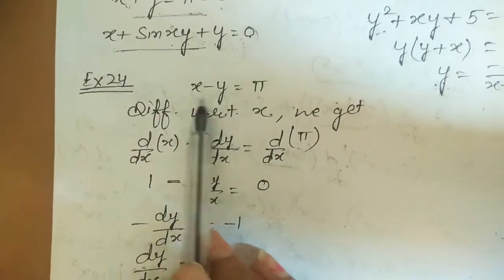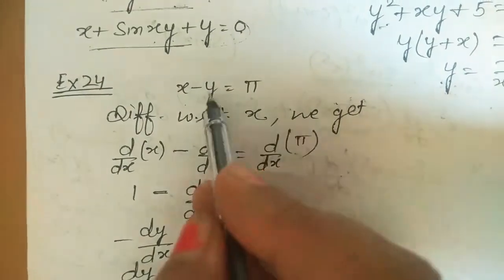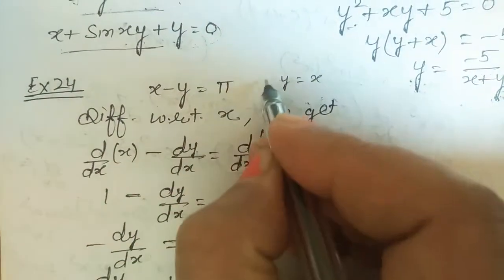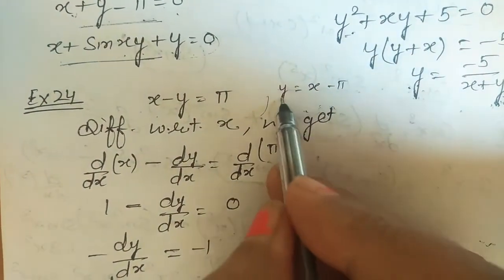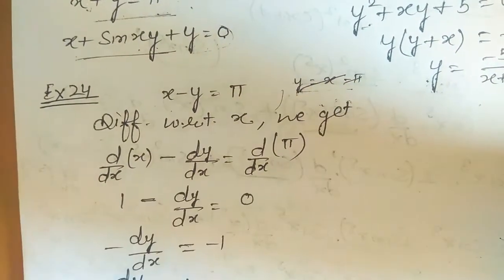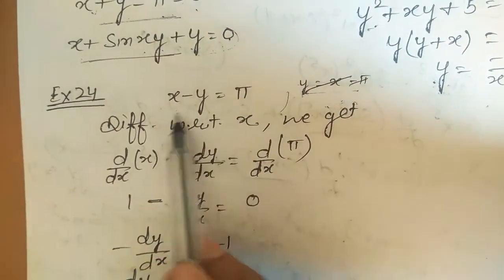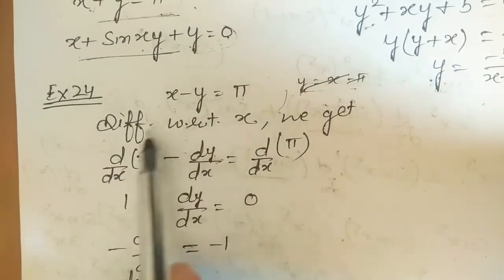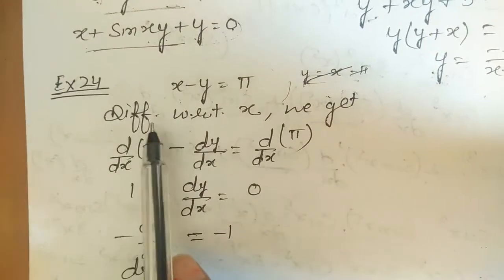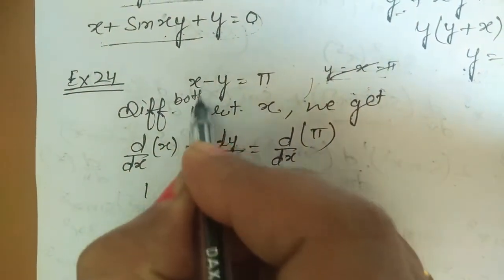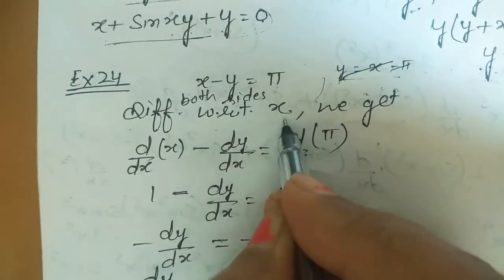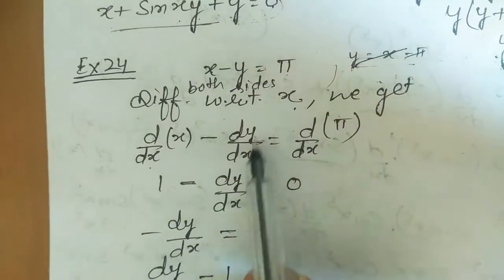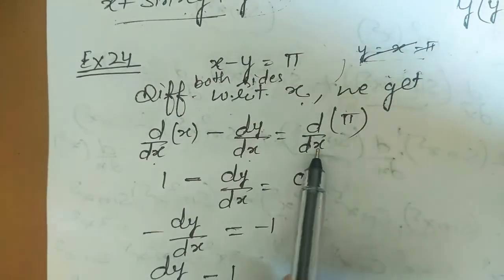In the first example, we could take y is equal to x minus pi and use it that way also. But here I am taking x minus y is equal to pi, and I want to find its derivative. So we will take differentiation on both sides, differentiating both sides with respect to x. Then we get the derivative of x with respect to x minus the derivative of y with respect to x, and the derivative of pi with respect to x.